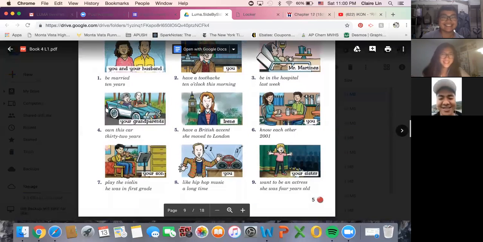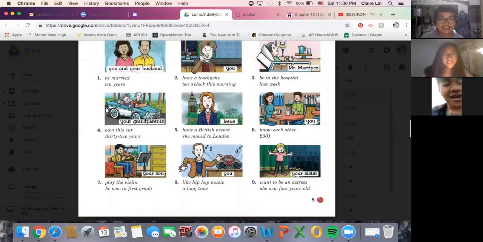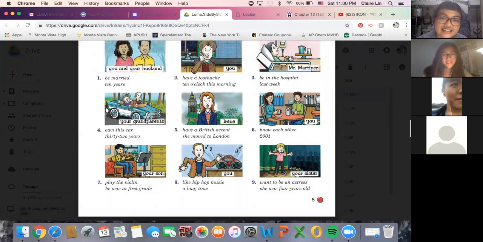Okay, let's do a couple more. My turn. Why don't you do number 4 and then Jason can do number 5. How long have your grandparents owned this car? My grandparents have owned this car for 32 years. Yes. Okay. Jason, number 5.